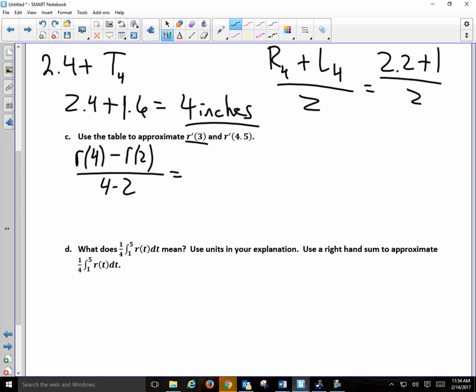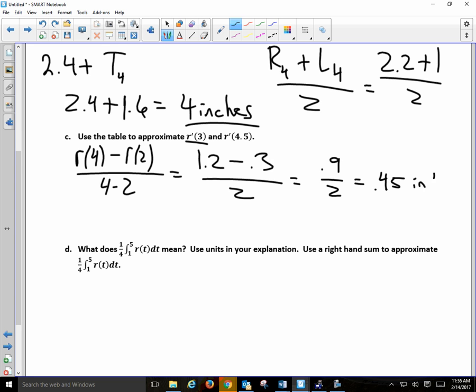So what is r of 4? 1.2, minus, what's r of 2? 0.3. Okay, I'm just asking because I can't see it. And 4 minus 2 is 2, so I get 0.9 over 2, which is 0.45. What?